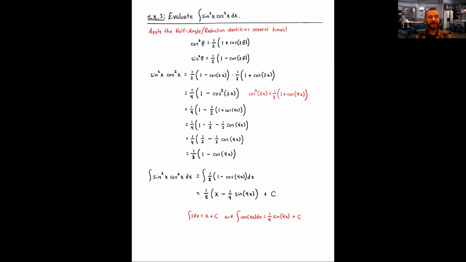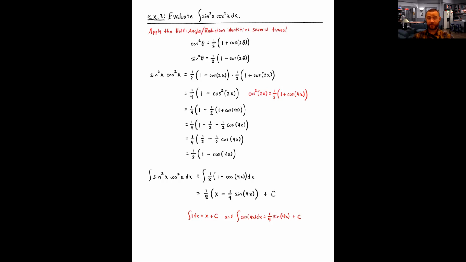Okay, now you can see this example is really tedious. Probably anything beyond squared powers of sine and cosine, anything beyond a total power of the fourth power of sine and cosine combined, or sine and cosine individually, becomes really tedious. For instance, if this were instead sine to the sixth times cosine to the sixth power, this would be awful. We'd have to apply the reduction identities a lot more times. But it can be done.